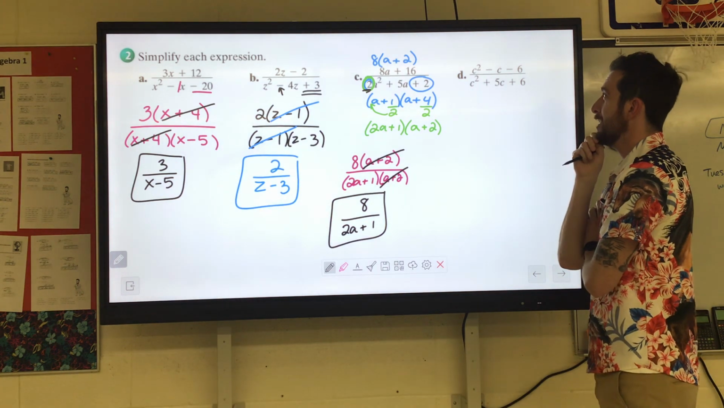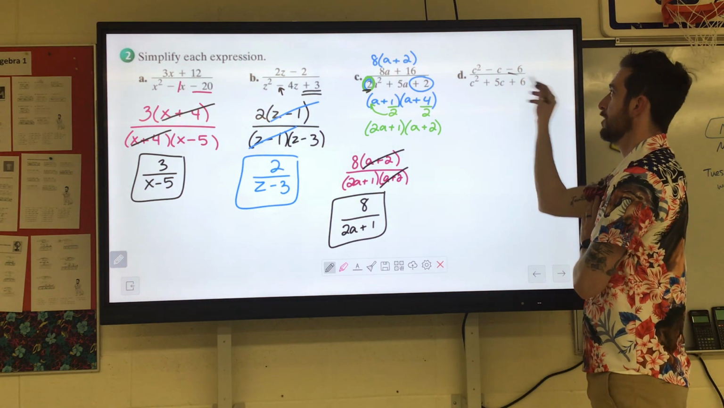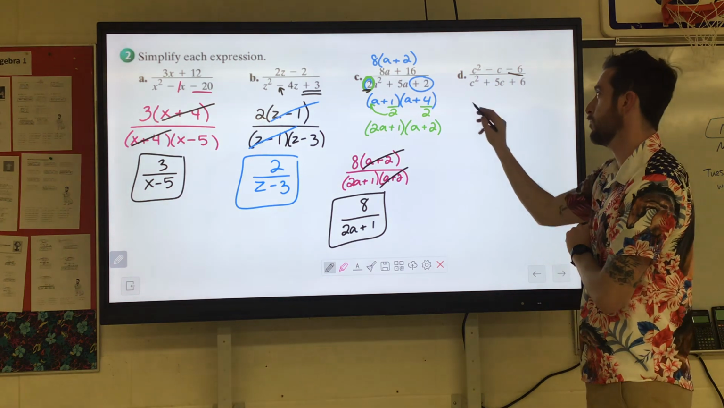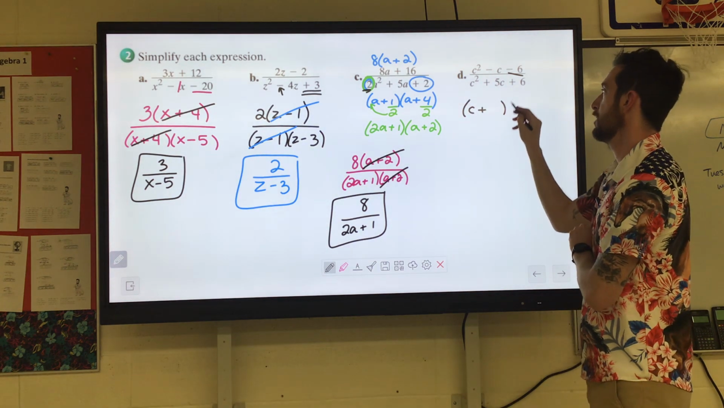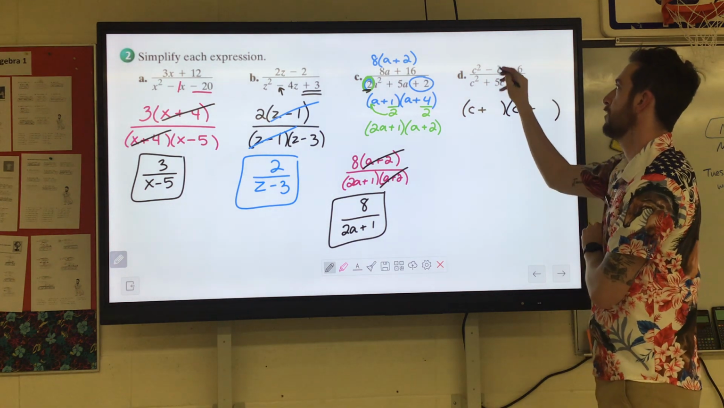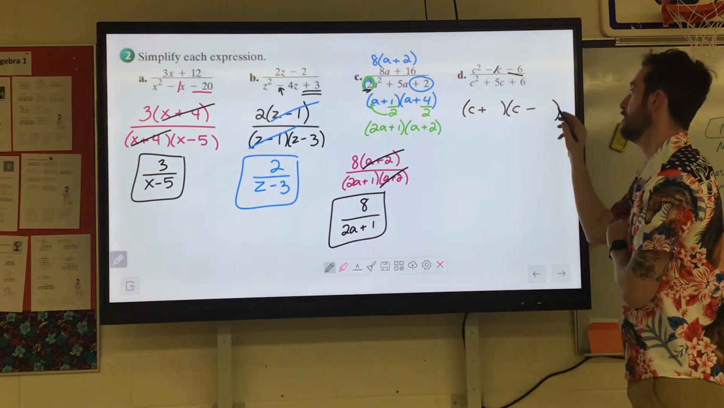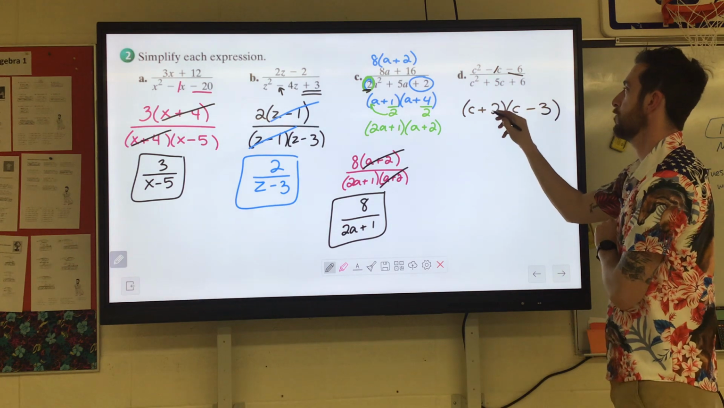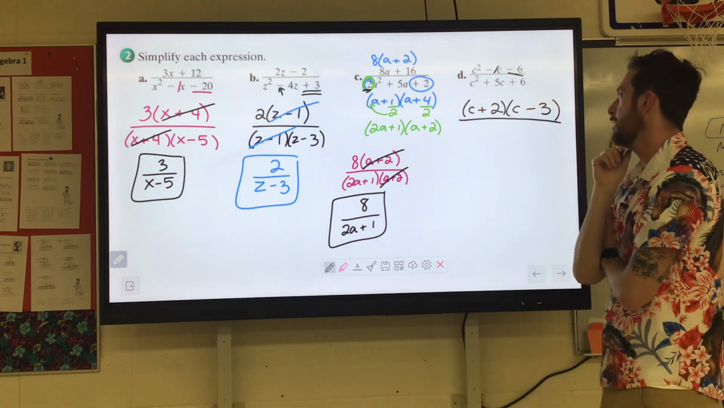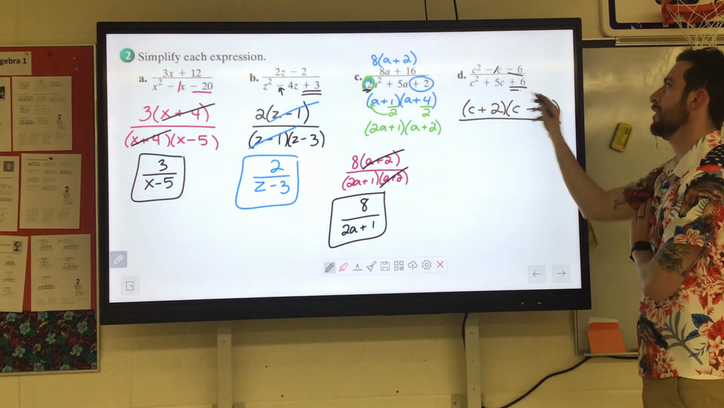All right, D. We look, ends in minus. I know that means one of each. C plus, C minus. Factors of 6 that are 1 apart would be 2 and 3. To make them add up to -1, it'd have to be minus the 3 plus the 2. There's our numerator.